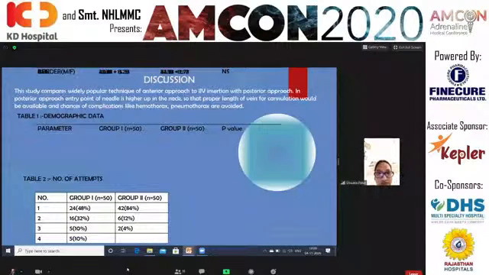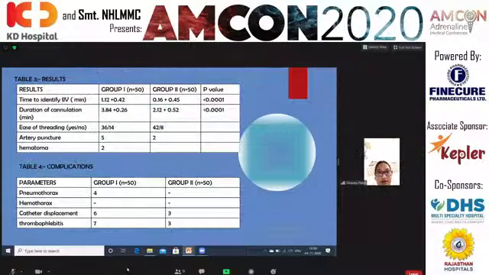Next slide. This is demographic data to compare both group 1 and group 2 for number of attempts and all. Next slide. Results and complications are counted. Number of attempts are less in posterior approach.